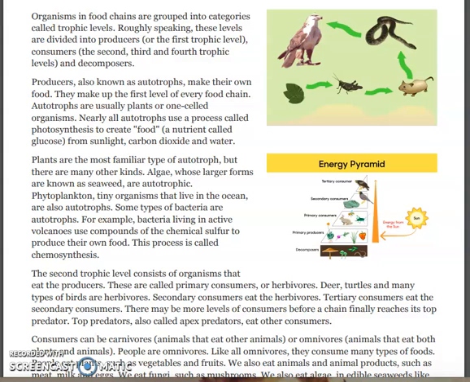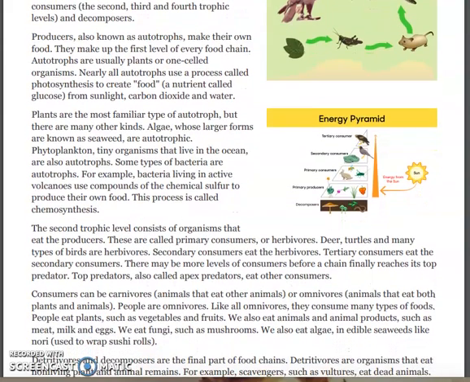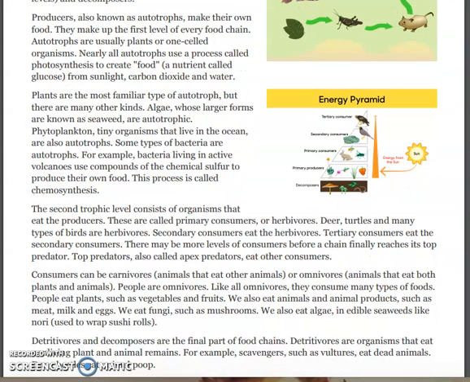Nearly all autotrophs use a process called photosynthesis to create food, a nutrient called glucose, from sunlight, carbon dioxide, and water. Plants are the most familiar type of autotroph, but there are many other kinds. Algae, whose larger forms are known as seaweed, are autotrophic. Phytoplankton, tiny organisms that live in the ocean, are also autotrophs.